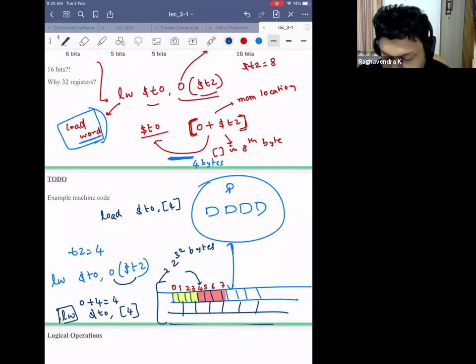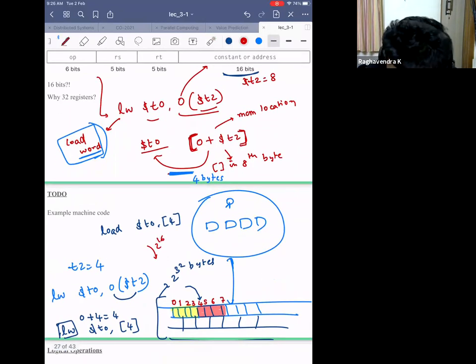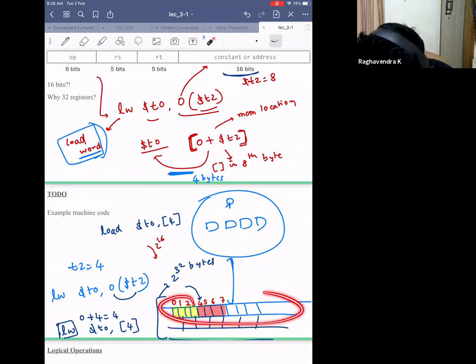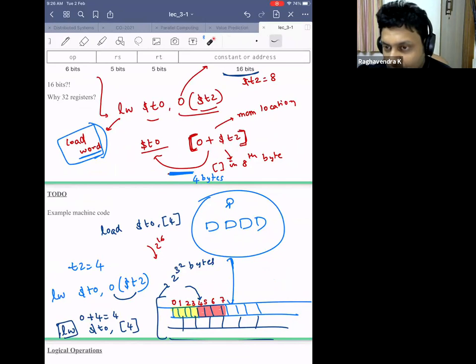So I have 2 power 32 bytes, but I'm able to generate an address for 2 power 16 alone, which means that I can access only a small part of this, and I am not able to access the rest. So will you be okay with it? You have plugged in a memory which is 2 power 32 bytes, but you are able to generate an address which is only 2 power 16. So where is the issue, or how do I solve this problem?